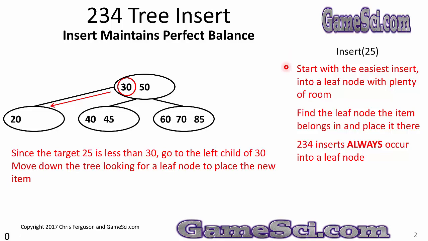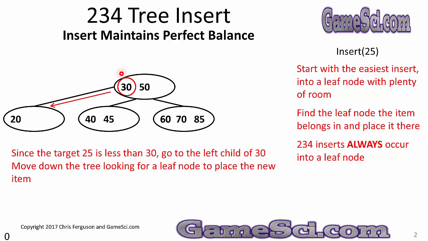Insert 25. Start with the easiest insert, into a leaf node with plenty of room. Find the leaf node the item belongs in and place it there. 2-3-4 tree inserts always occur into a leaf node.